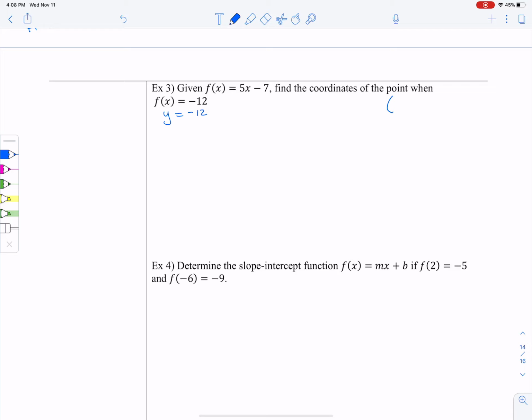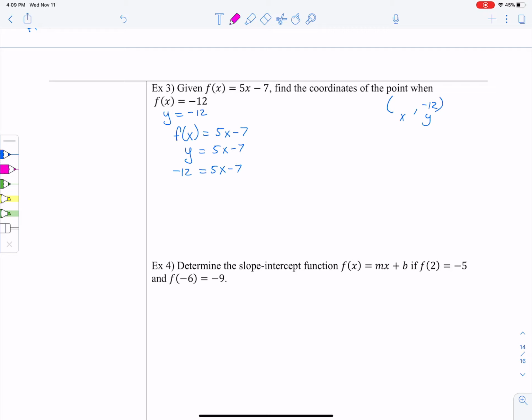So for our point, which is x comma y, we already have the y part. So put the negative 12 there. Now f of x is equal to 5x minus 7. So this is saying y is equal to 5x minus 7. So here we're going to replace this with negative 12, like that. Now we have to solve for x.